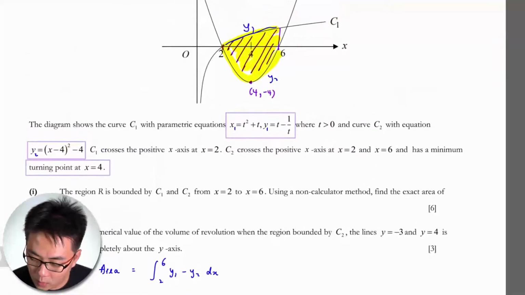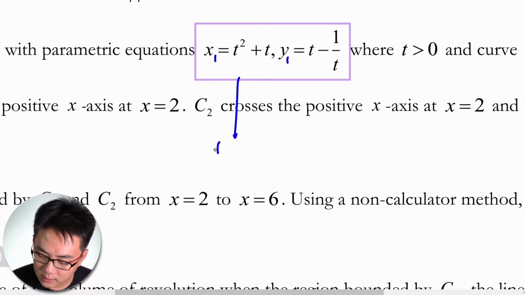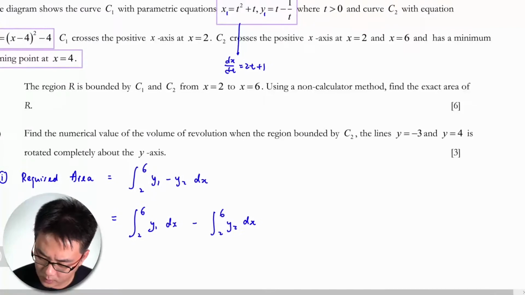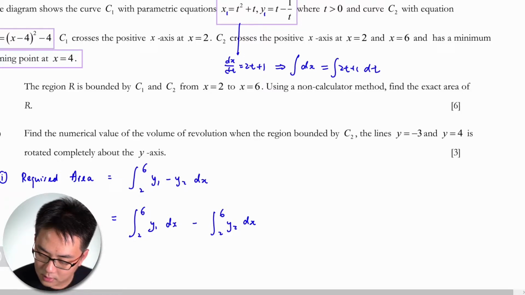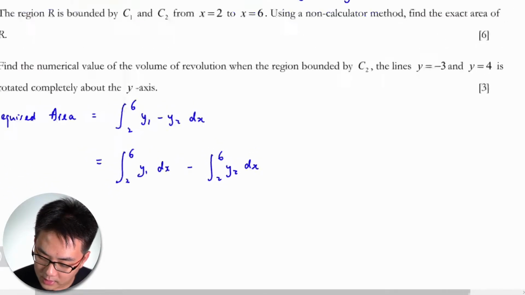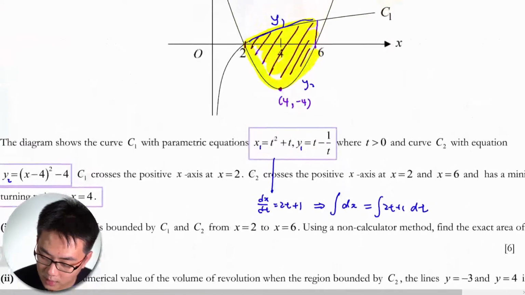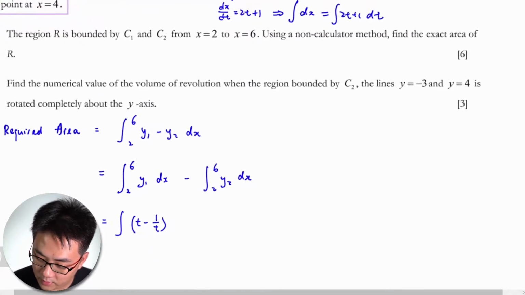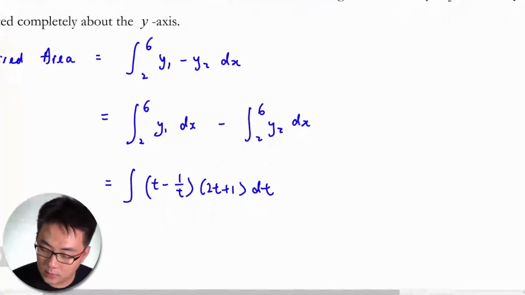Okay, so y1 would be t. So dx/dt would be 2t plus 1, so dx will be 2t plus 1 dt. This will be changed to Cartesian form. Y1 would be this one, t. This is how you change to Cartesian form. And then after that you have 2t plus 1 dt. Take note, this needs to be changed as well.